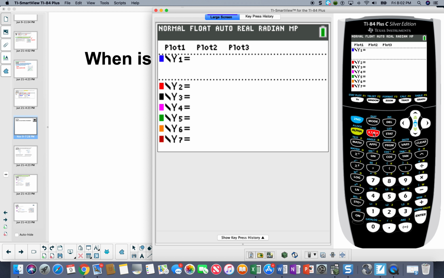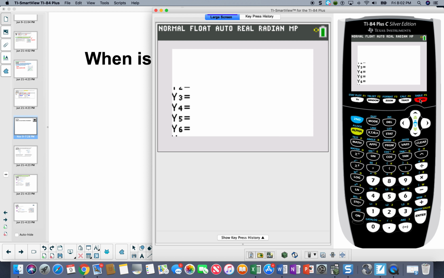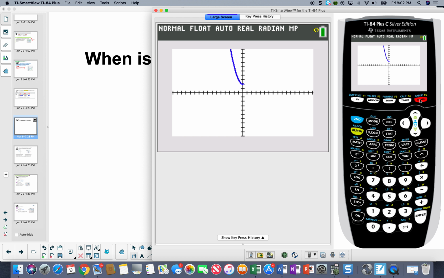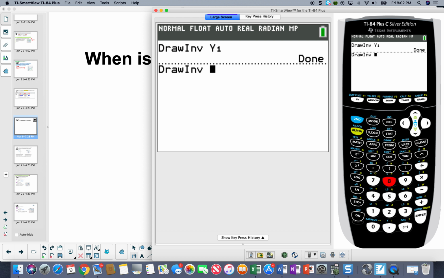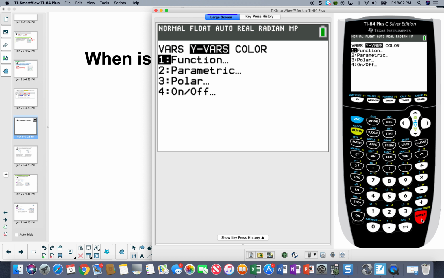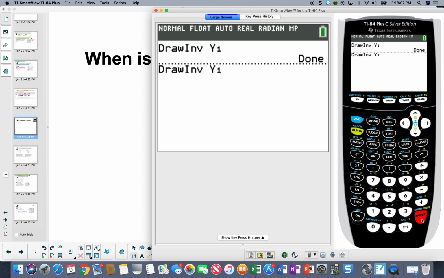And I'm going to write x squared plus 2. Okay, and I'm going to go ahead and graph it. Now this is also a function. It passes the vertical line test. And I'm going to go to second draw. I want to go to 8. And I want to draw y sub 1. And then I'm going to enter.